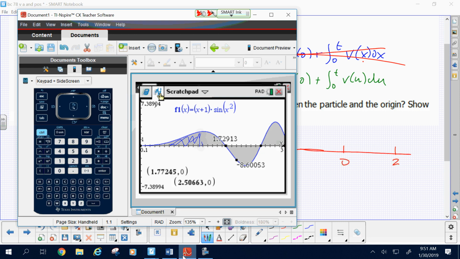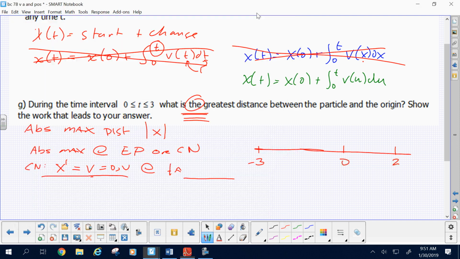So we have those already stored. Velocity was 0 at 1.772, which I have stored as A, and 2.506, which I have stored as B. You follow? So I'm going to report those. 1.776, and I can't remember the other one. 2.507. Okay? All right. So I state the EVT that, hey, this is where I'm looking. Second, these are my candidates, the endpoints 0 and 3 and the critical numbers.